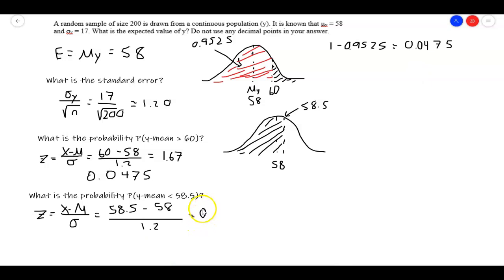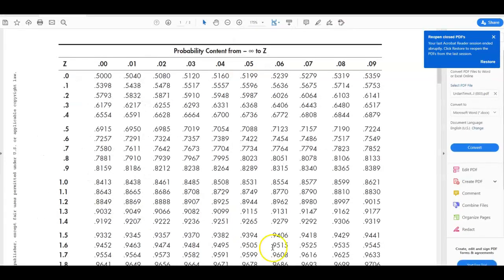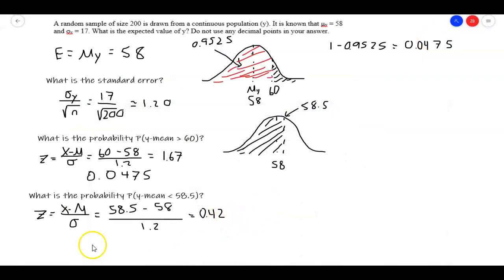Now let's go ahead and pull up my chart. And it's going to be 0.42, so that's 0.6628. And that seems about right. It's a little bit more than half. So that's our answer. So there's about a 66% chance, about a 2/3 chance that our mean will be less than 58.5. All right, and that should be the end of this question.